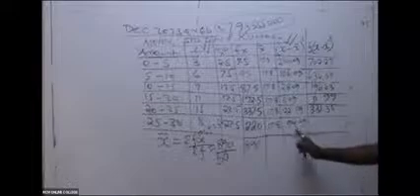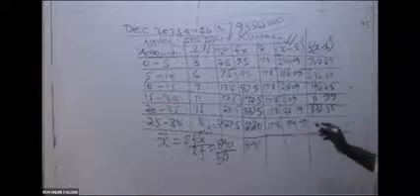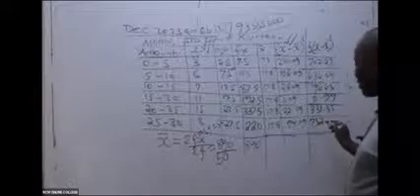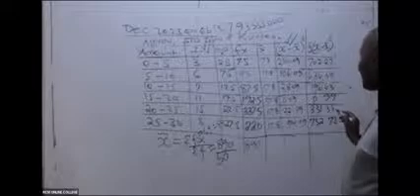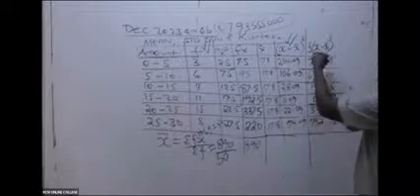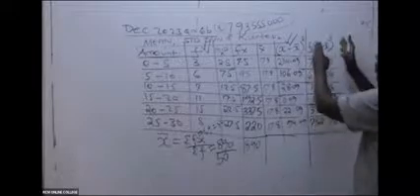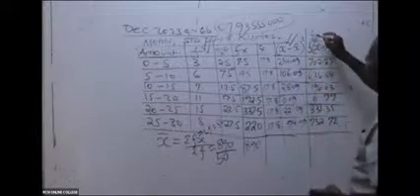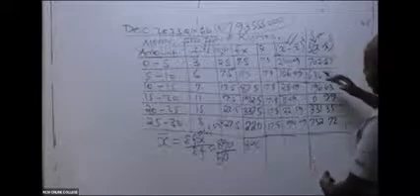So 8 times 94.09, we're getting 752.72, like that. Now, once you've been able to attach these weights, the frequencies, you can go ahead and add this column. Now, this column, you sum the entire column.